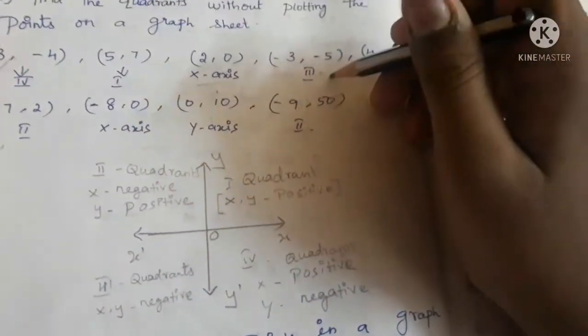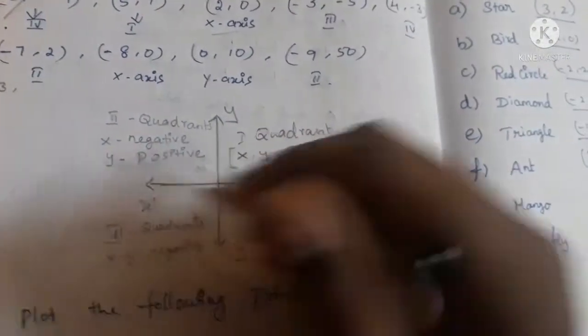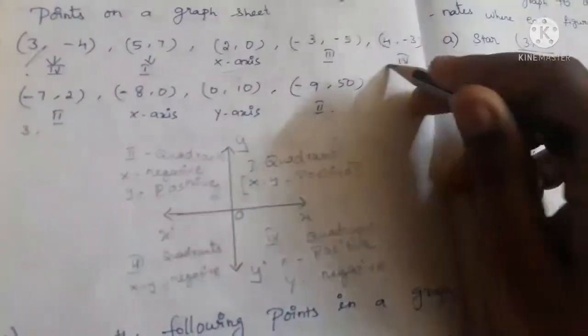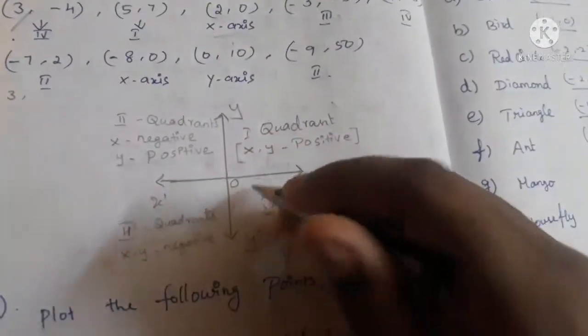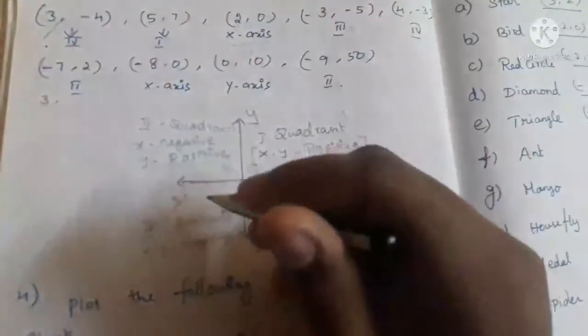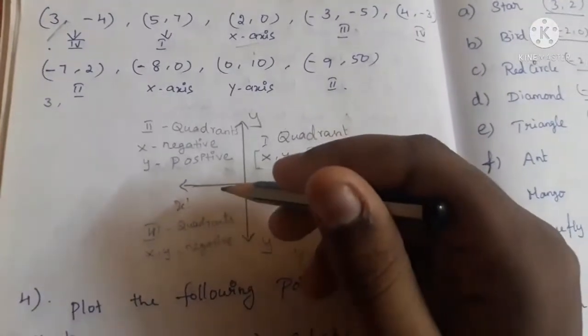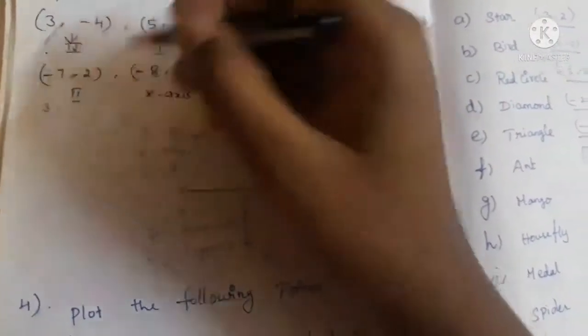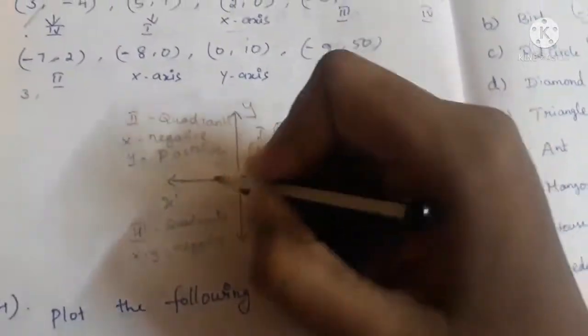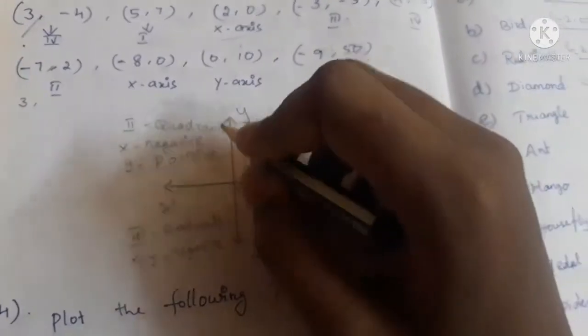Minus 5 comma minus 3. Both x and y values are negative. So minus 5 lies this side and minus 3 lies this side, therefore it lies in the third quadrant. 4 comma minus 3. It lies in the fourth quadrant. Minus 7 comma minus 2. It lies in the third quadrant. Minus 7 comma 2 means x is negative and y is positive, so it lies in the second quadrant.